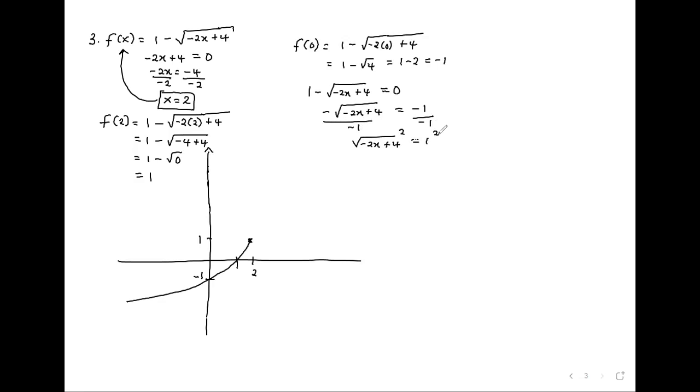Square, square, you get negative 2x plus 4 is equal to 1. Take 4 the other side, you have negative 2x is equal to 1 minus 4, which is negative 2x is equal to negative 3. Divide by negative 2, divide by negative 2. You get x is equal to 3 over 2. So we have 3 over 2, and the graph is complete.